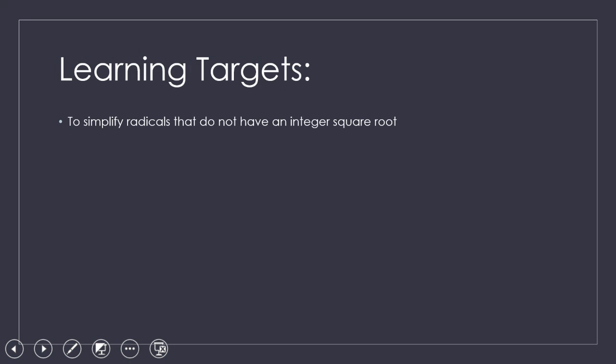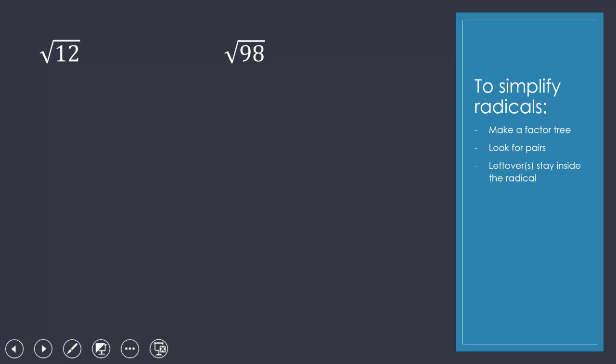So our goal is to be able to simplify a radical that does not have an integer square root. This is one of those where if you put it into your calculator, you would get a nice long decimal. We are going to talk about how to simplify those so that they can stay exact. So I have a couple of easy steps for you.